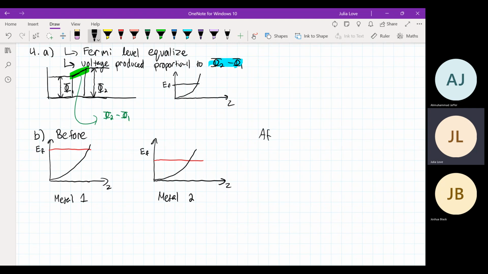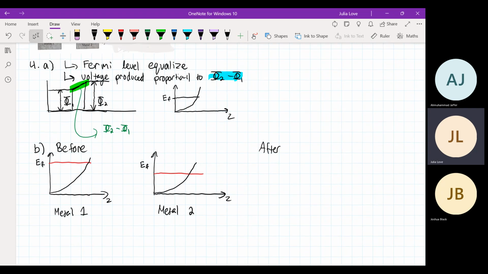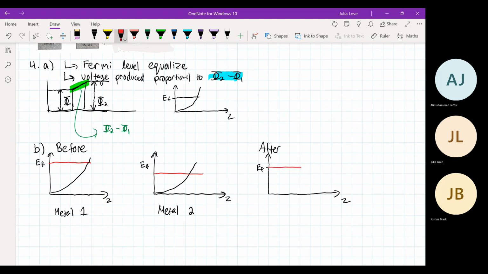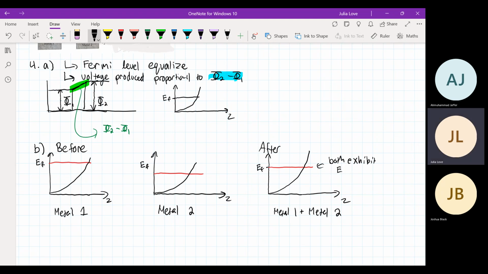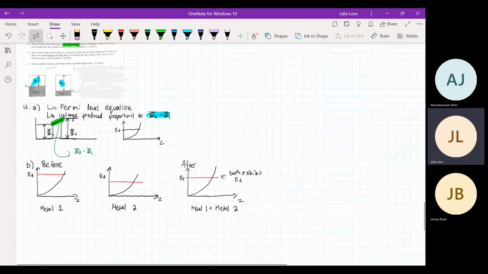And then after they're brought into contact, their Fermi levels equalize and they both have the same Fermi level, so we can represent it on one graph. And it'll kind of be in the middle of the other two from what they were before they were joined. So it'll be somewhere kind of in here. And that's what it'll look like. So now this is the metals once they're joined together and they both exhibit this Fermi energy amount. They're both the same.